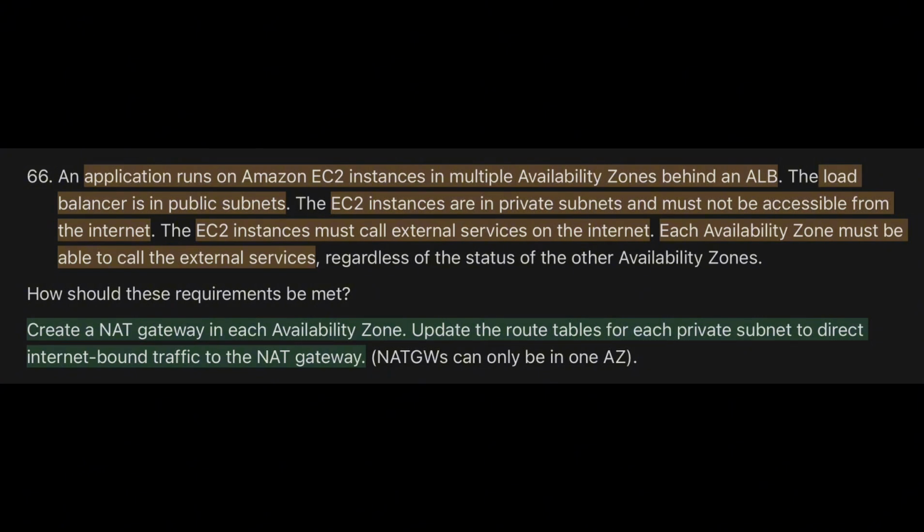Now let's say an application runs on Amazon EC2 instances in multiple availability zones behind an ALB. The load balancers are in public subnets and the EC2 instances are in private subnets and must not be accessible from the internet. And at the same time, the EC2 instances must call external services on the internet. And each availability zone must be able to call the external services. So in this case, they need to create a NAT gateway in each availability zone, and then update the route tables for each private subnet to direct internet-bound traffic to the NAT gateway, because NAT gateways can only be in one AZ, so they need to deploy them in each AZ.